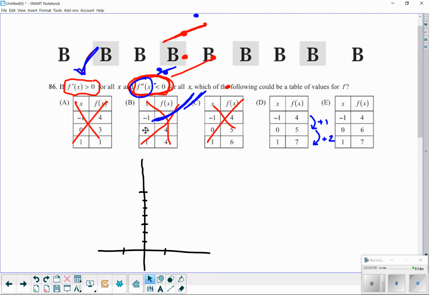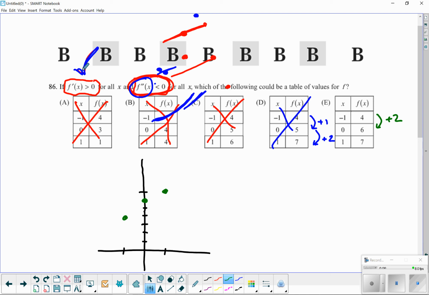Okay, so it's not D, although that was fine. So it has to be E. And if we look at E, we'll put in green. Negative 1 is 4. 0 is 6. And then 1 is 7. Right? So it goes up by 2.